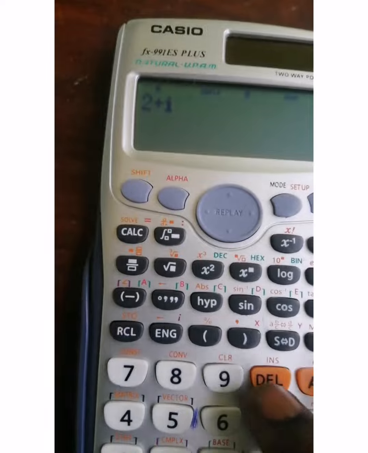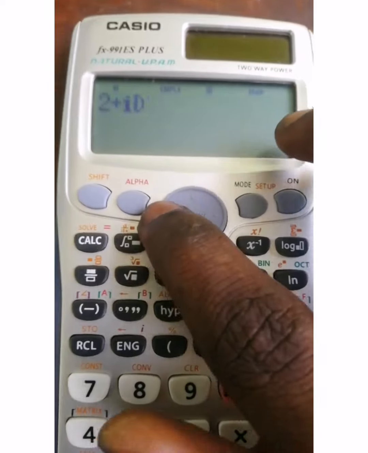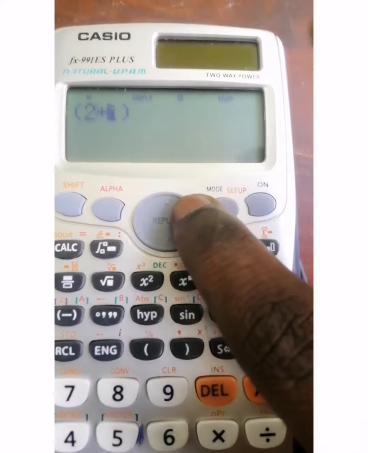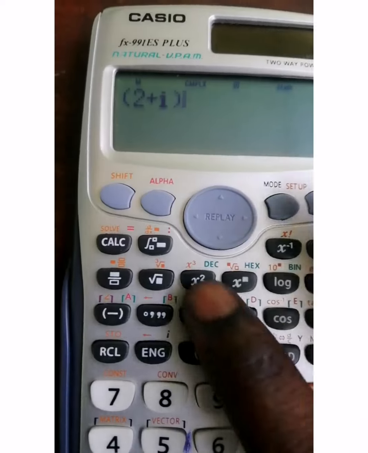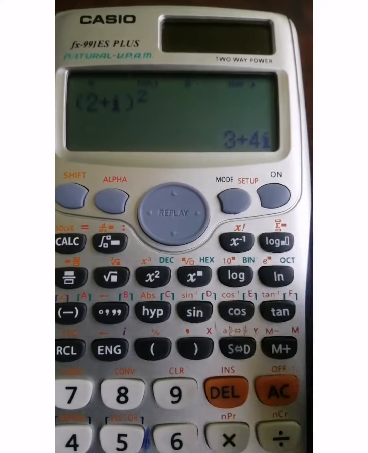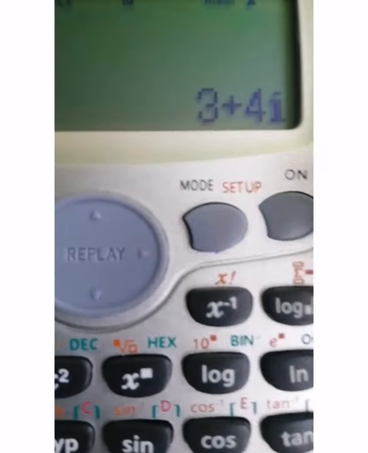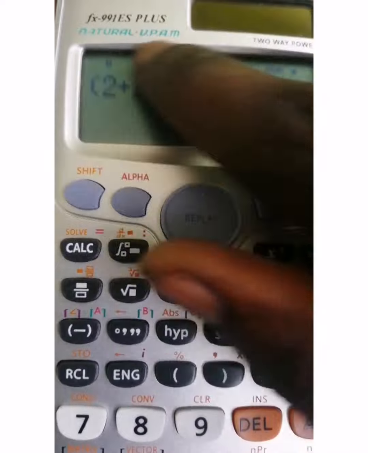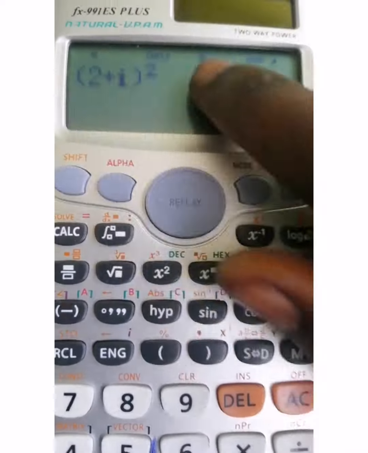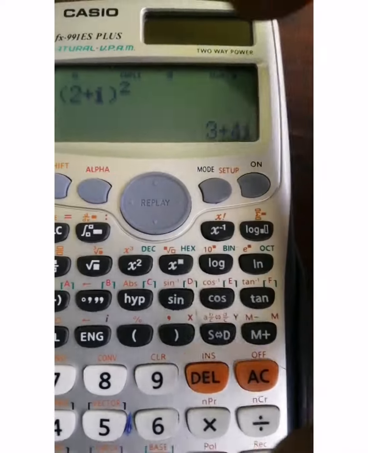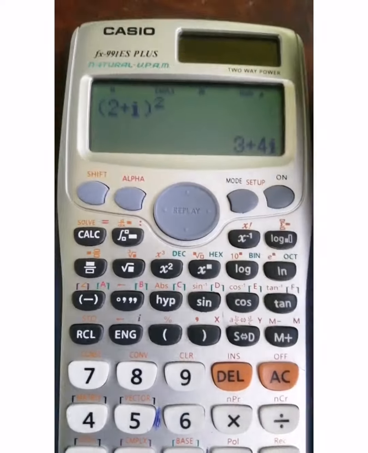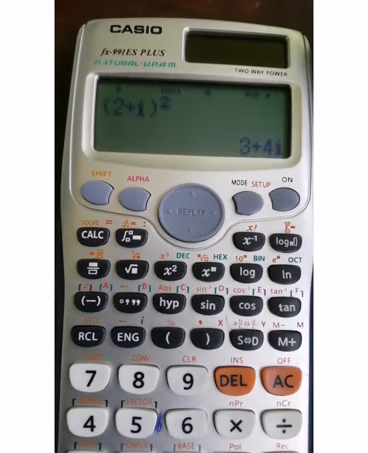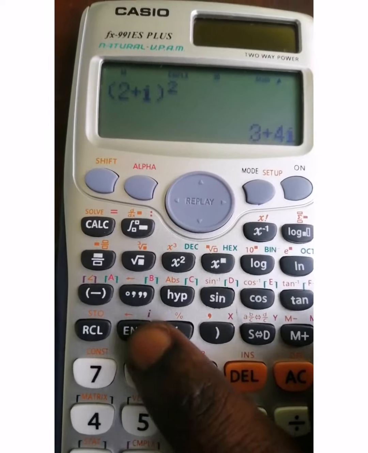So maybe I want to bring a bracket here, maybe I'm adding it, so we have another bracket here. So maybe I want to square this. After doing that, you see now after using it, you have 3 plus 4i, because it is in complex mode, you understand? Without activating this calculator into a complex mode, you cannot do anything with this calculator. Now this is just simple, you can do addition and multiplication. If you want to write the I, this is the I.